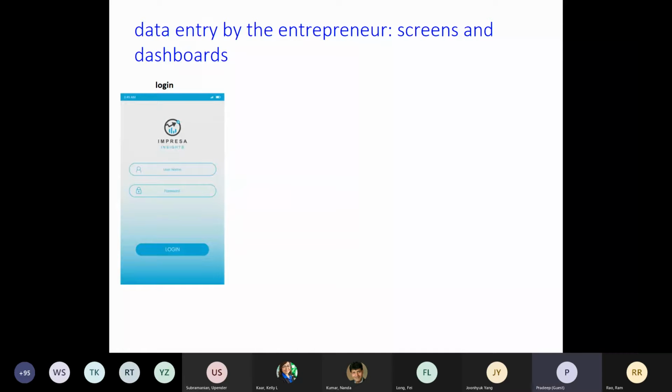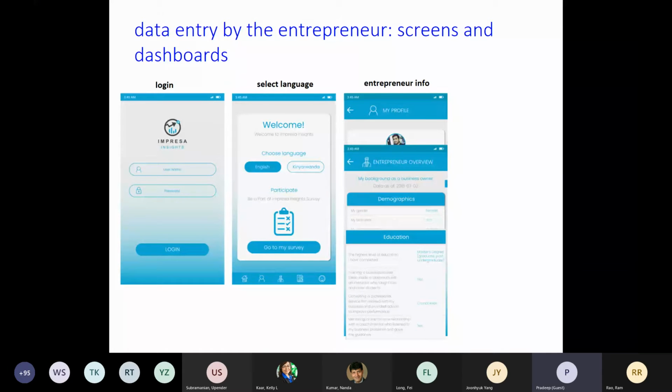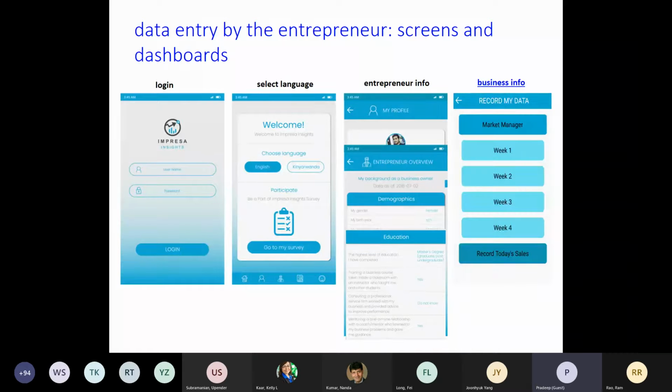These are sort of some of the screens that the entrepreneur encounters with the app. There's obviously a login screen. They can pick a language. Some of them actually speak English, but most of them speak Kinyarwanda. So the app also has to work in the language. There is a place where they put in their own information, which is the information of the owner or the entrepreneur, and finally the business information, which I've already shown you a little bit about. Okay, so those are the screens that constitute the input from the entrepreneur.